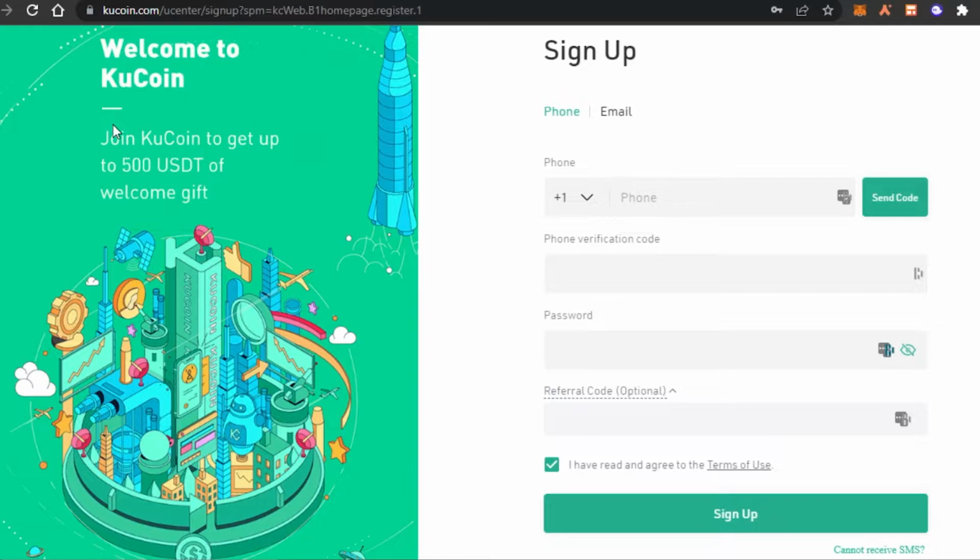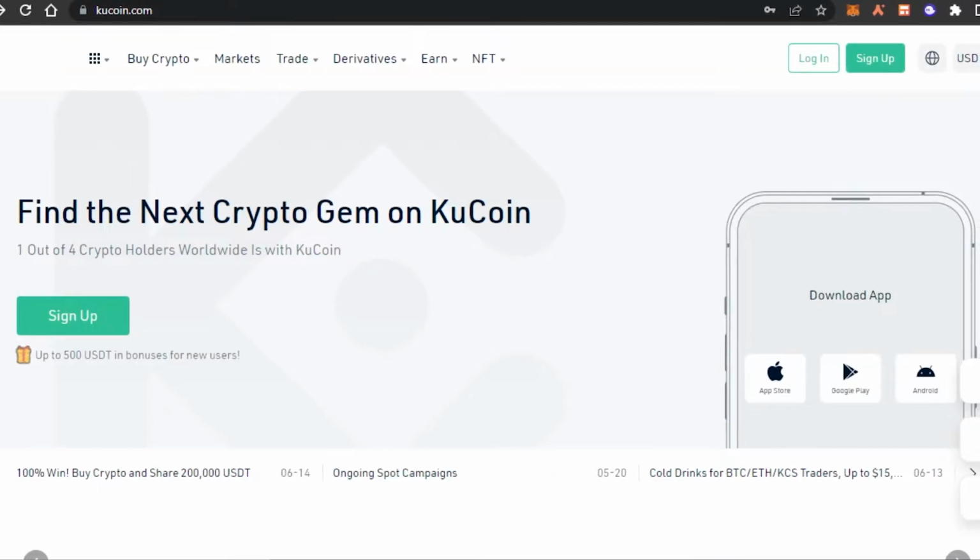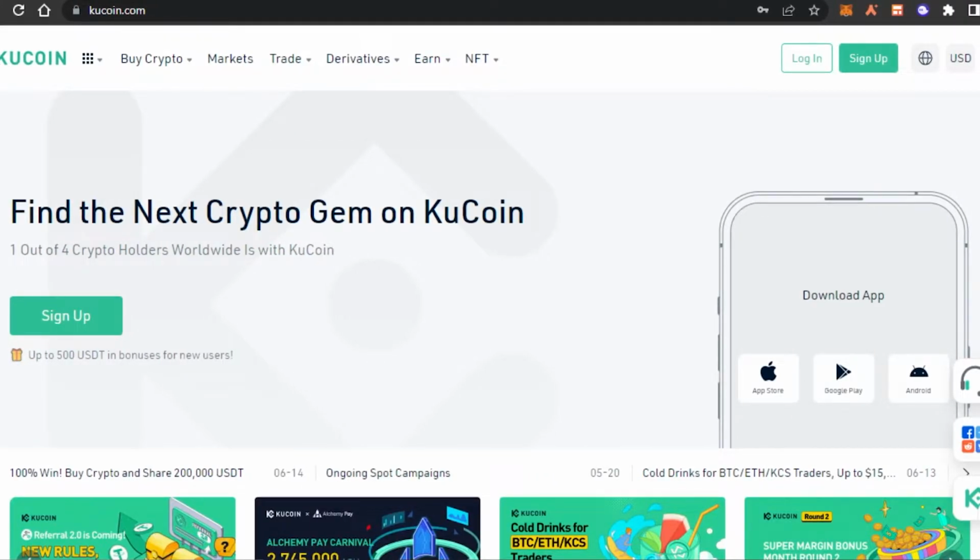Once you sign up for Kucoin, you will be getting up to 500 USDT as a welcome gift. So you're actually making 500 USDT by just signing up for Kucoin. So that's how it simply works. You will be making money right away without even using Kucoin. You just signed up for it.